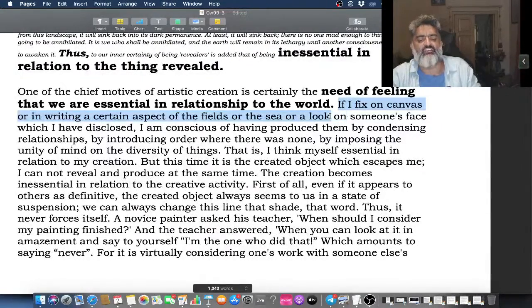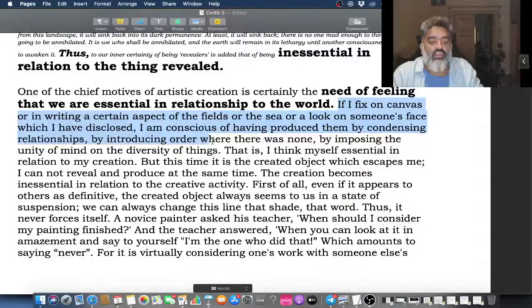If I fix on canvas or in writing certain aspect of the field or the sea or a look on someone's face, specific, specific, specific, which I have disclosed, I am conscious of having produced them by condensing relationship, by introducing order when there was none. It is a long sentence, but I hope the idea is very, very clear.